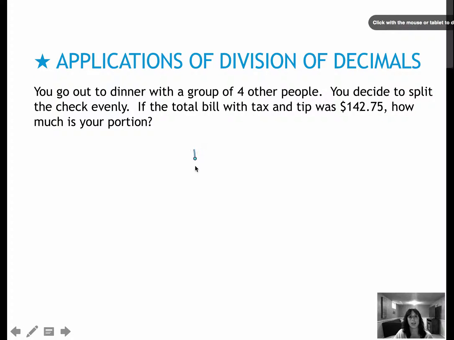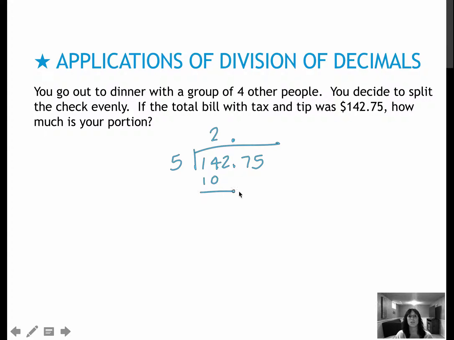In this case, I'm going to divide 142.75 again by 5 rather than 4, because it's me and 4 other people. I'm going to bring the decimal straight up and now just divide. 5 doesn't go into 1, but goes into 14 twice. 5 times 2 is 10. Subtract for a difference of 4, bring down the 2.